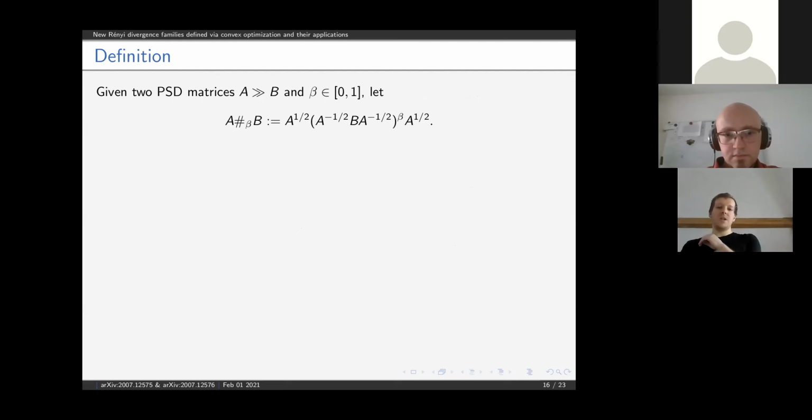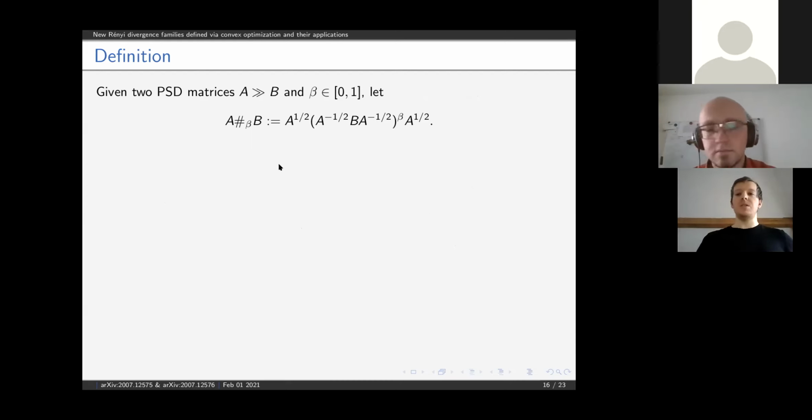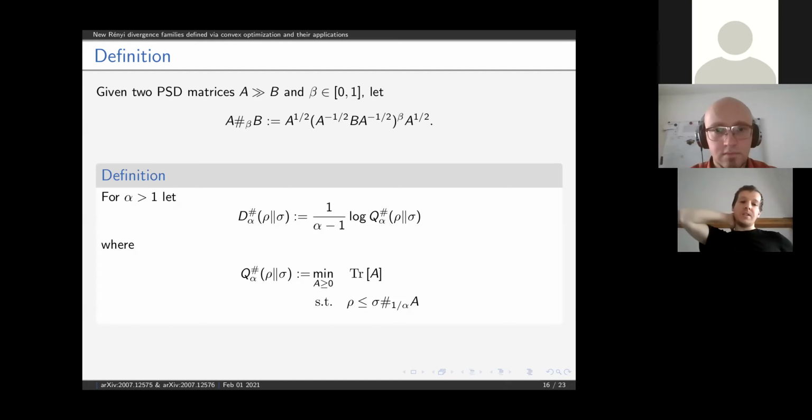So let me give you the definition. It's going to be defined in terms of this weighted matrix geometric mean that we saw in Hamza's tutorial on Saturday. So the definition of the divergence is given here. And one thing to note is that it's actually defined for a continuous family. So we have a definition for all alpha greater than 1. And it's defined in the usual way as 1 over alpha minus 1 log of some Q quantity.